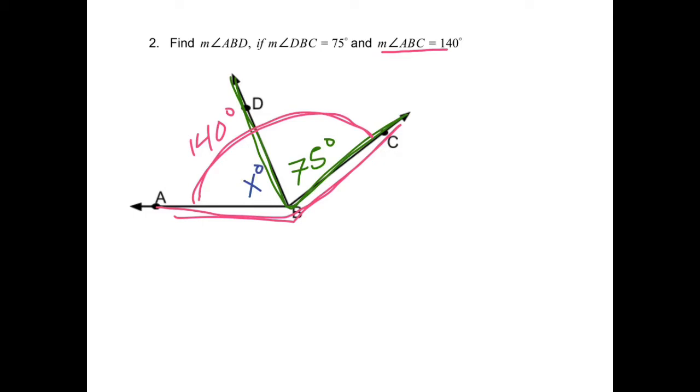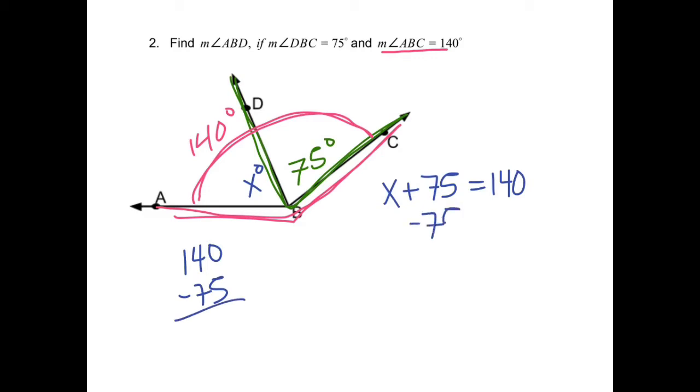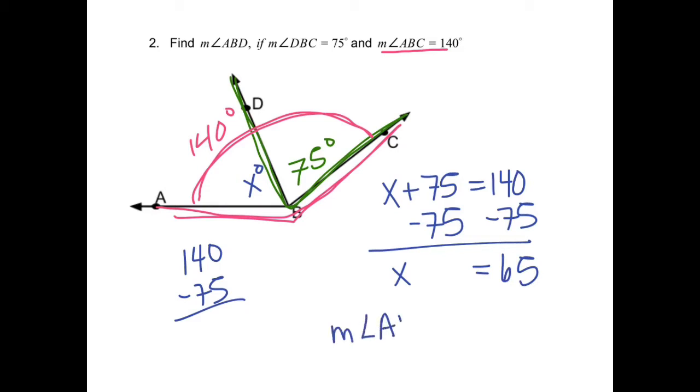Now we could set up an equation using the angle addition postulate, x plus 75 equals 140. You could also maybe just in your head know that you're supposed to do 140 minus 75. That's fine. That is what we end up doing over here when we solve the equation for x using inverse operations. Either way, we're getting that same answer of 65. So the measure of angle ABD is equal to 65 degrees.